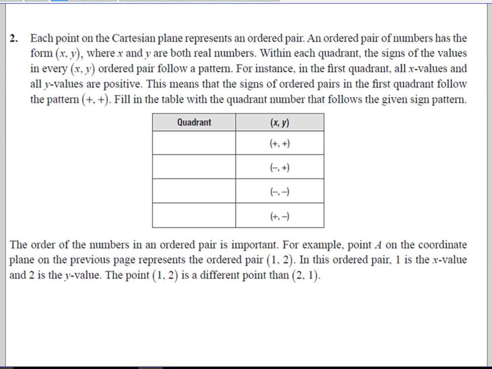Each point on the Cartesian plane represents an ordered pair. As you can see here, we have an x value and a y value. We always put the x value first and the y value second inside the parentheses, and they're separated by a comma. And it mentions quadrants.